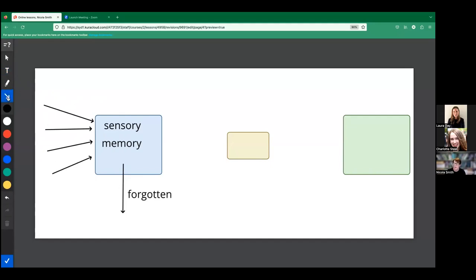However, if we're absolutely paying attention and there's something there of interest, then we might transfer stuff from our sensory memory into here. And this is our working memory. And the thing to note here about the working memory is, of course, it's got a much smaller capacity than our sensory memory. And so once again, it's pretty easy to forget things from our working memory if we're not actually paying attention.